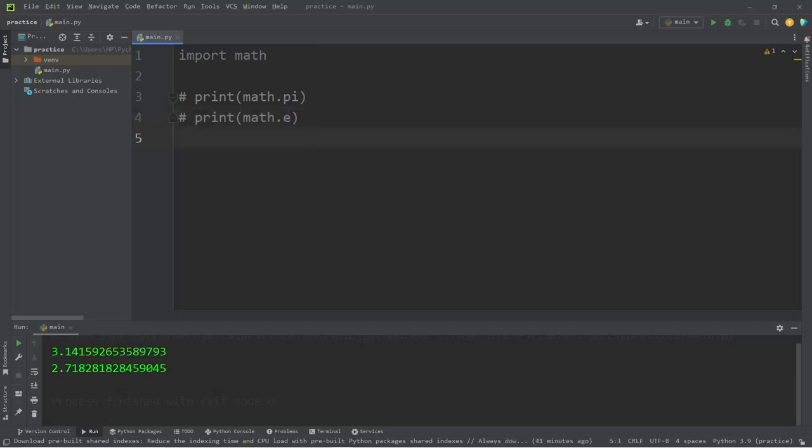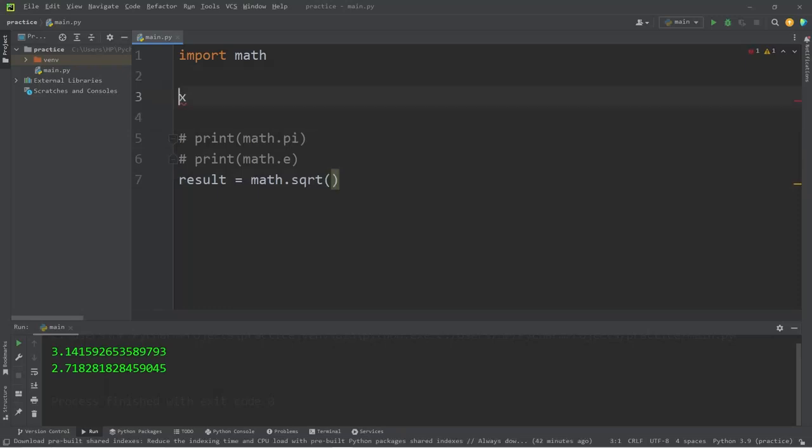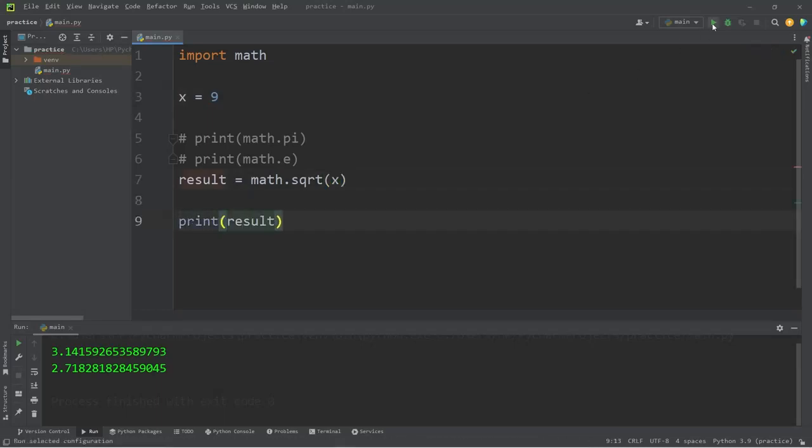If you need the square root of a number, let's say result equals math.sqrt. We can place a variable or a value within the square root function. Let's say we have x again. X equals 9. What is the square root of x? Then I will print whatever the result is. The square root of 9 is 3. That is the square root function.